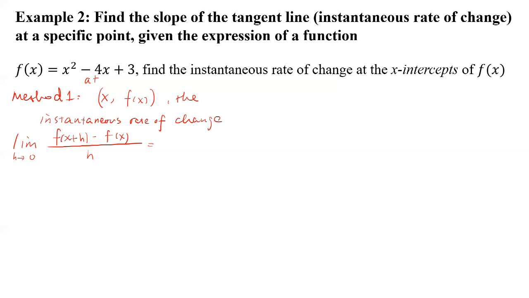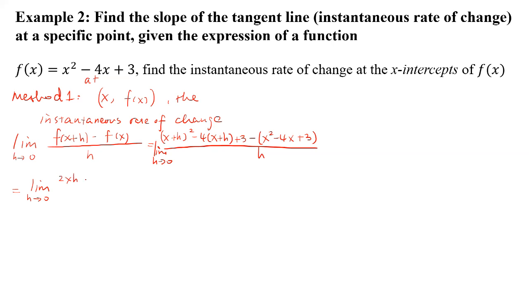First of all, we need to evaluate f(x + h), which is (x + h)² - 4(x + h) + 3, and then subtract f(x). f(x) is x² - 4x + 3. Do not forget the limit sign, which is the limit as h approaches 0. The numerator can be simplified to 2xh + h² - 4h. Note that some terms are canceled, over h.